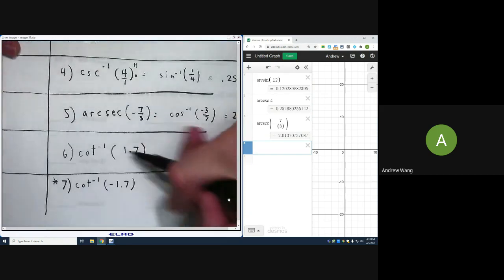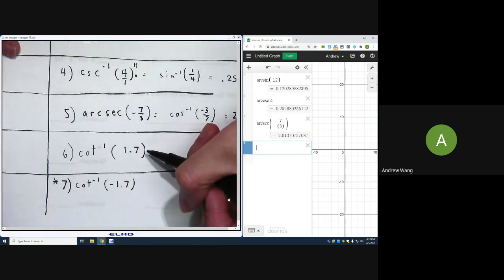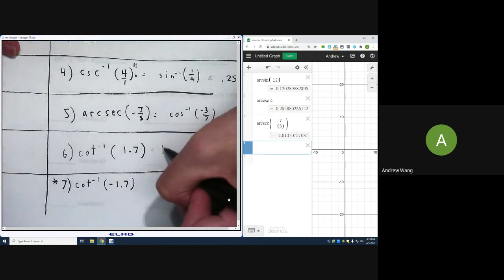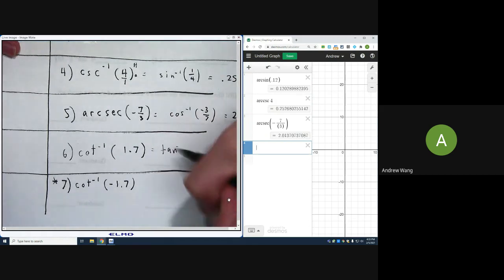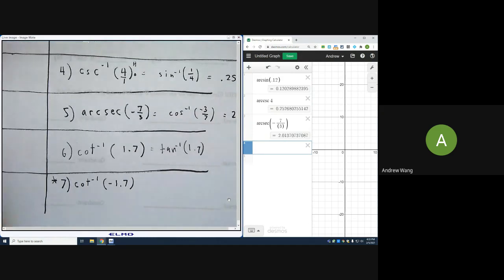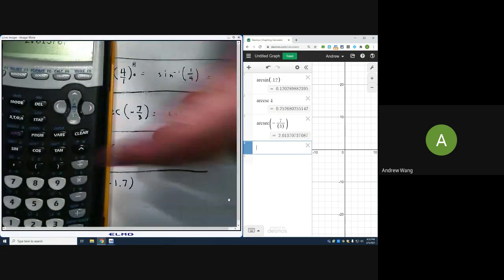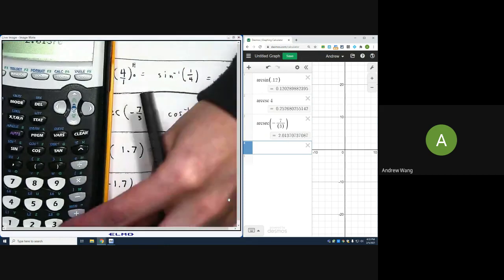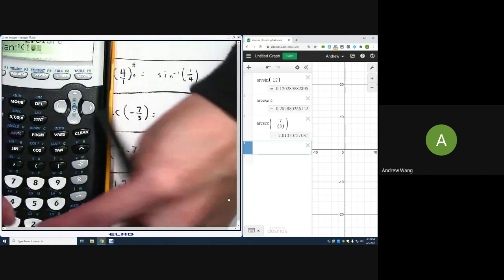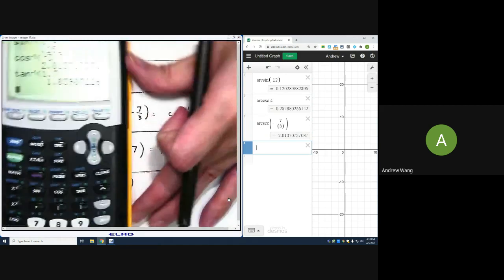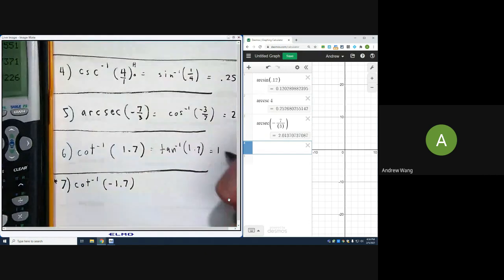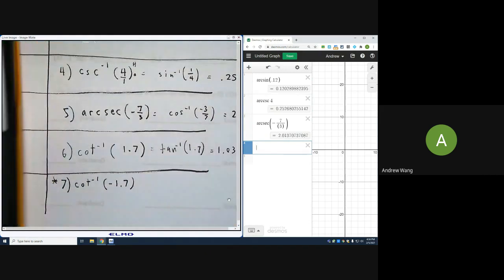All right, so for this one, if you want to do it with the calculator, you just turn this into tangent, right? Tan inverse of 1.7. You'll get your answer. This one is not going to be hard. You're going to get the answer, and it's going to make sense. So we're going to do tangent inverse of 1.7. I got 1.039. Not too bad, right?